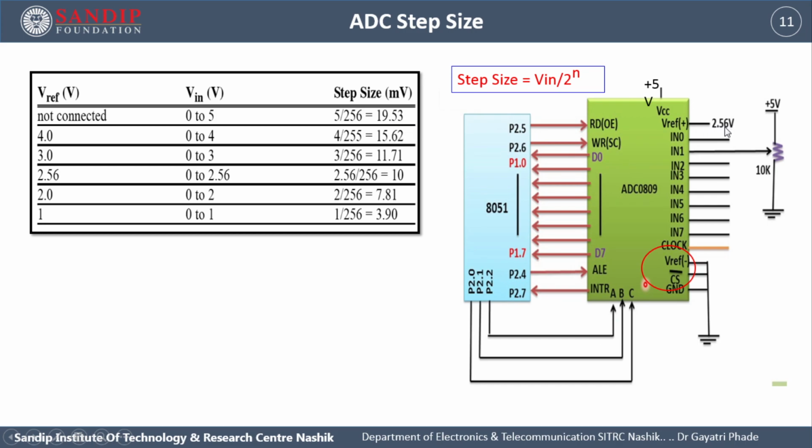Now in this case, when V reference is 4 volt, then V in will be 0 to 4. For this case 2.56, if V reference is connected to 2.56, V in will range from 0 to 2.56 and the step size will be 2.56 upon 256, that is 2 raised to 8, which will give us a step size of 10 millivolt. So the lower the V reference, the lower the step size. The lower the step size, the higher the accuracy.